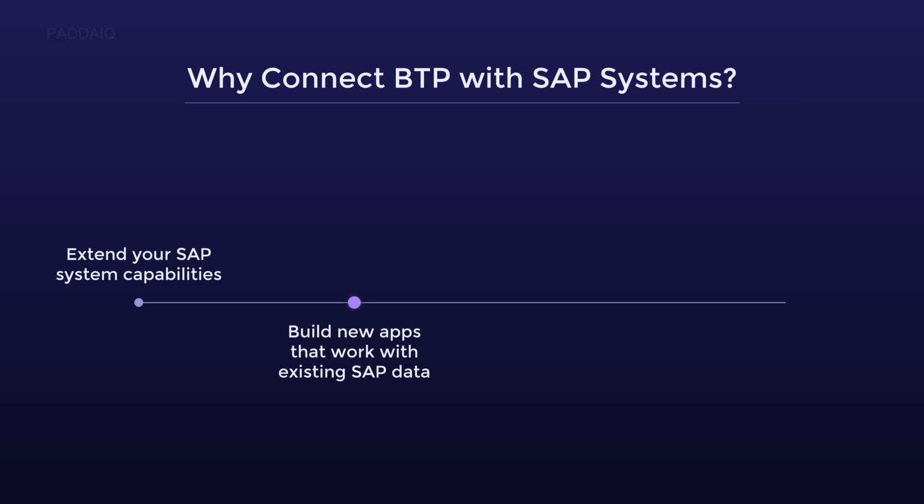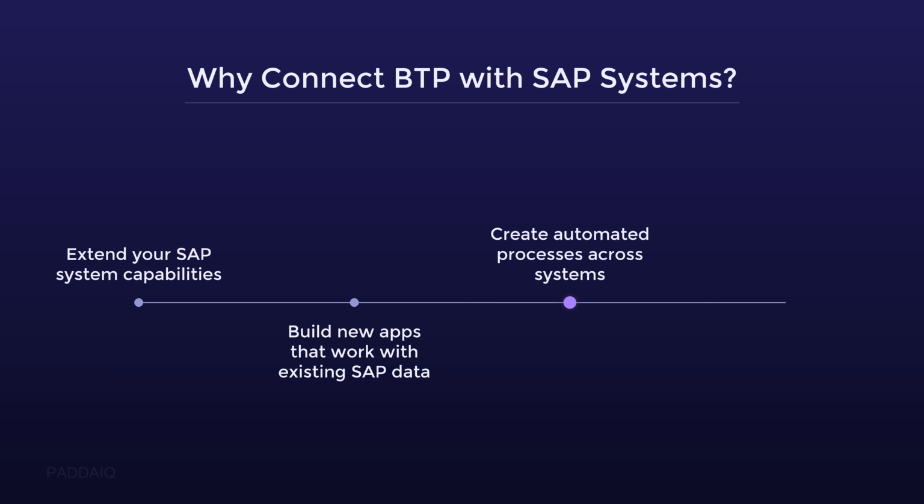Build new apps that work with existing SAP data. This means you can create custom applications that securely access and use information already in your SAP systems, like customer or inventory data. For example, develop a mobile app for sales teams to check real-time product availability on their devices. This extends your SAP investment by leveraging existing data in innovative ways.